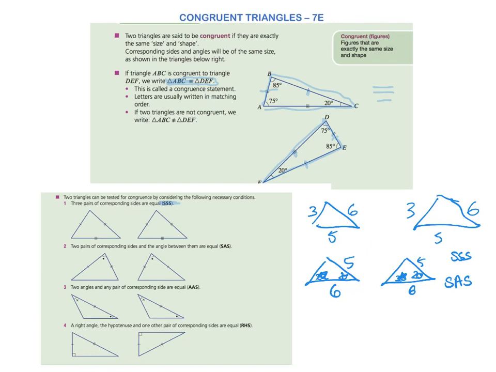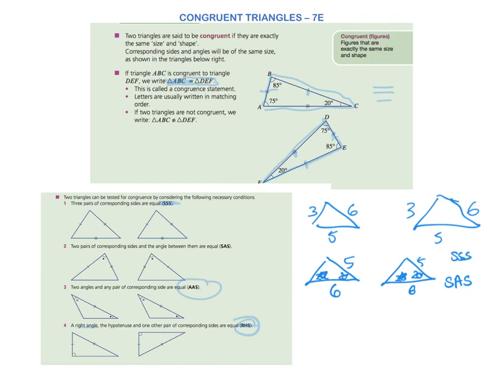If you have two angles the same, you can see down here, you write angle, angle, and one side. And if you have a right angle triangle and the hypotenuse and one other pair of corresponding sides are equal, you can say it's because of that.